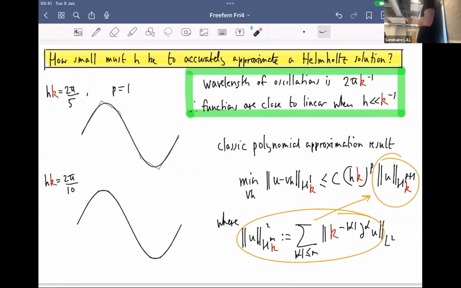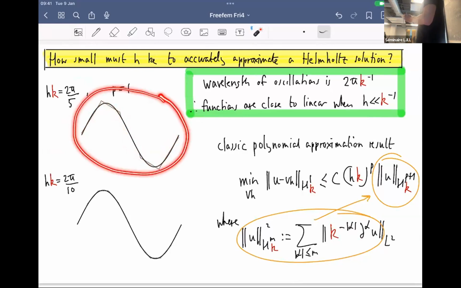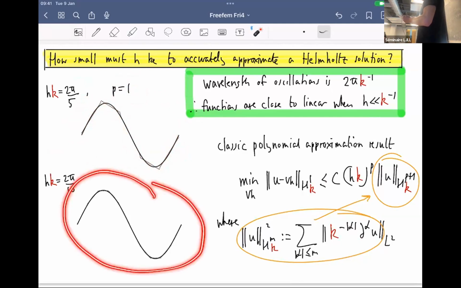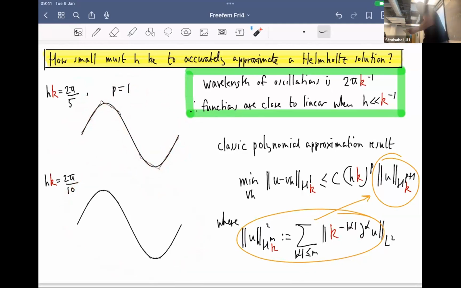Here I've drawn some oscillatory solutions, and here with a dashed line is a piecewise linear approximation to that solution. At the top I've taken five points per wavelength, and it's piecewise linear, so p is 1, and you can still see these dashes. At the bottom I've taken the classic 10 points per wavelength, and depending on how good your eyesight is, you can just see a little bit where the approximation is, by the eyeball norm, different from our oscillatory solution.